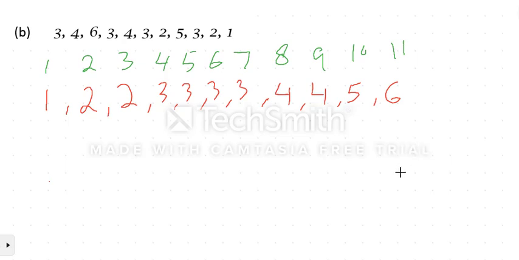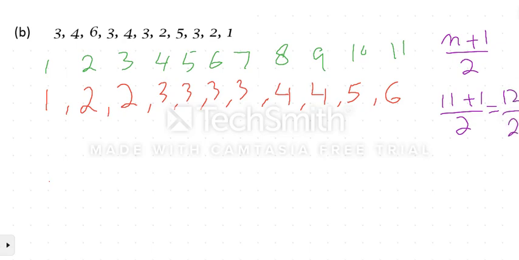So we will again use that formula. The formula is n plus 1 over 2. What is n here? The total number of the values. The total number of values is 11. We have 11 values, so n is 11. 11 plus 1 divided by 2 is 12 over 2, which is 6. So the median is on the 6th position.